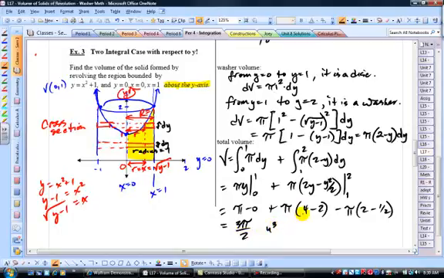Okay, so in this case, you have to be careful because you're going to have to find the volume by setting up two different integrals, both with respect to y, because we're revolving around a vertical axis of revolution.